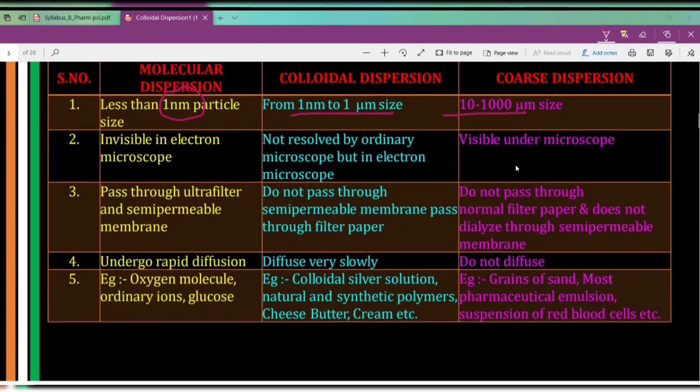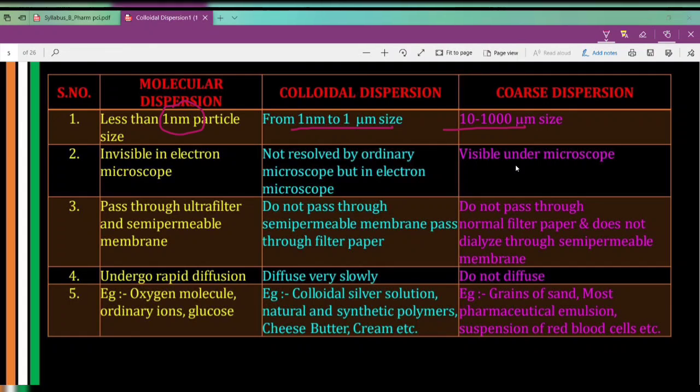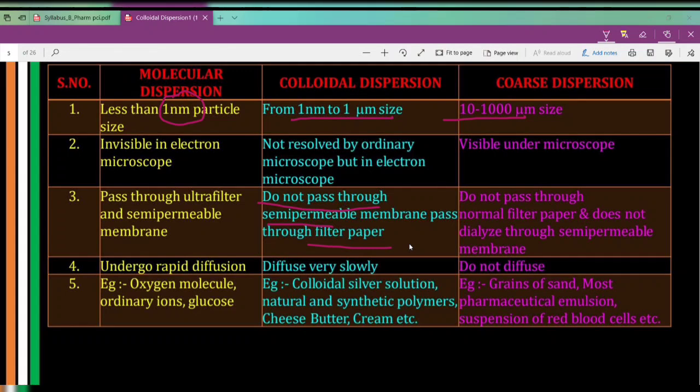After that, there is the concept of the semi-permeable membrane and the ultrafilter. You should remember which kind of dispersion can pass through an ultrafilter or semi-permeable membrane and which cannot. Molecular dispersion has the smallest particle size, less than 1 nanometer, so it can easily pass through any ultrafilter or semi-permeable membrane. The colloidal does not pass through a semi-permeable membrane, but it can pass through filter paper. Remember this point.